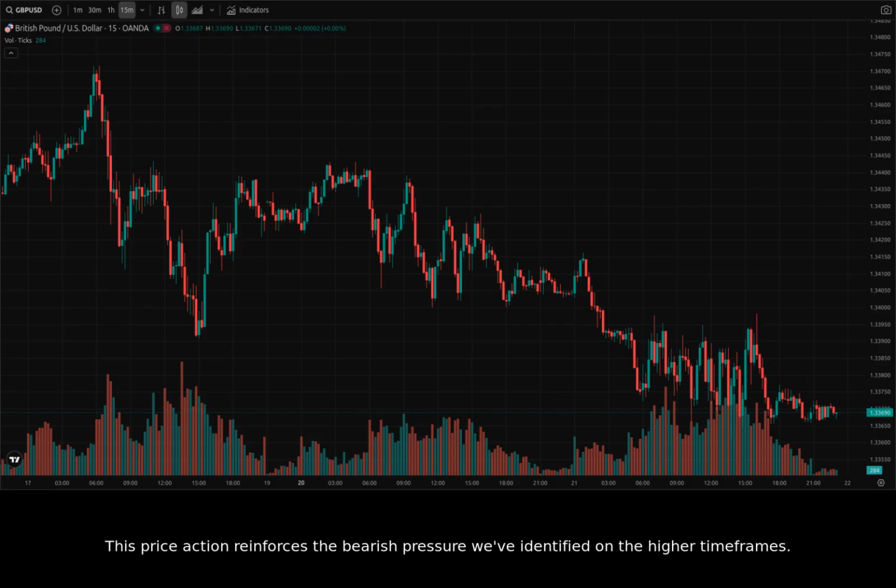This price action reinforces the bearish pressure we've identified on the higher time frames. An immediate level of resistance is the recent high around 1.344. If sellers remain in control, a break below the current support at 1.34 could happen soon. This short-term perspective is crucial for day traders looking for entry and exit points.